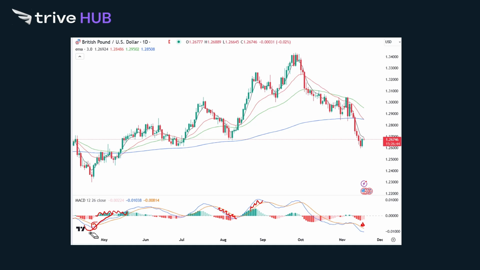You see these crossovers. The red histograms are reducing in size and forming smaller histograms subsequently, and then when the crossover occurred, the MACD line moved above the signal line, and at the same time the histogram also started forming above the zero line. So this is the zero line. Below this is a minus value and above this will be the plus value. So the histograms have also formed on the upper side. So it has generated a buy signal here.